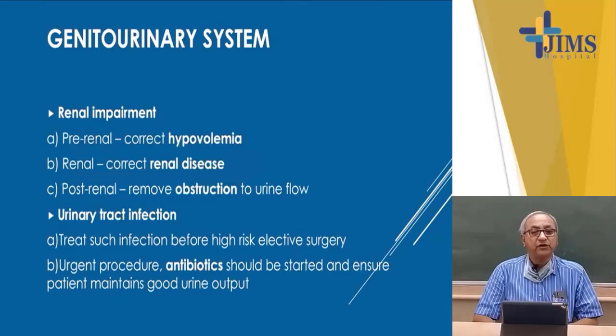In the genitourinary system, there can be renal impairment. If there is a pre-renal impairment, this is usually due to hypovolemia. Correct the hypovolemia. If the kidney is diseased, correct the renal disease. And post-renal, due to some obstruction of passing the urine, the obstruction should be removed. The patient may have infection also here, so antibiotics are used to treat.